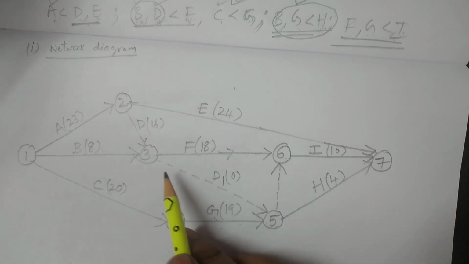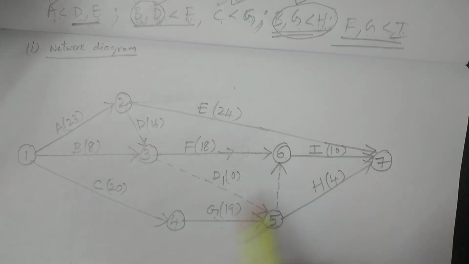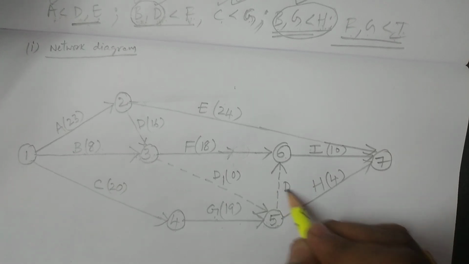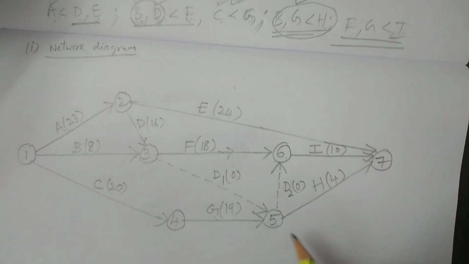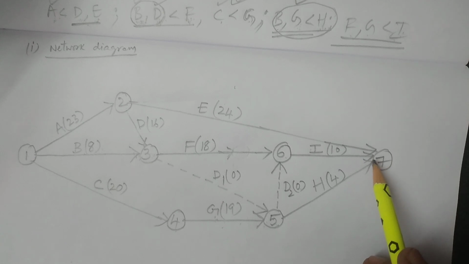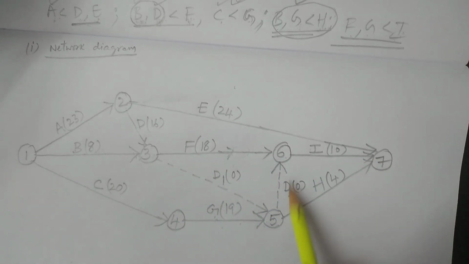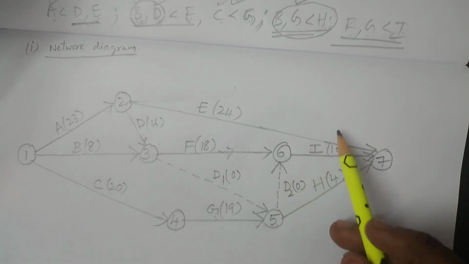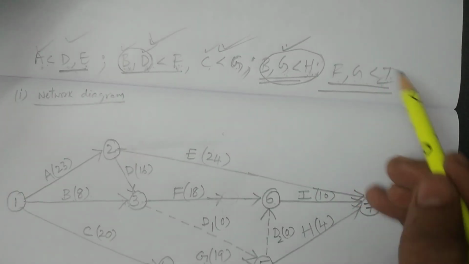Okay, the direction is very important. This is the direction, 4 to 5, 5 to 6, right? This is another dummy activity I have considered, D2, with time duration 0. Therefore, F and G are finished. After G we have D2 and then I. Therefore, F and G are finished before starting the activity I. So F, G is less than I is also satisfied.